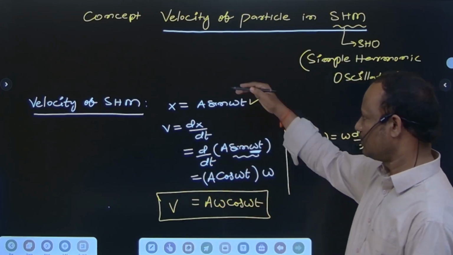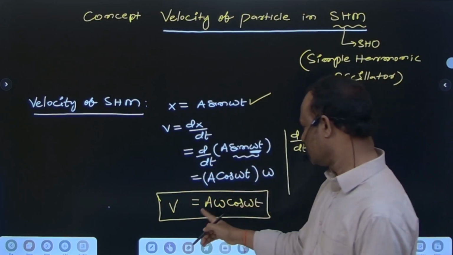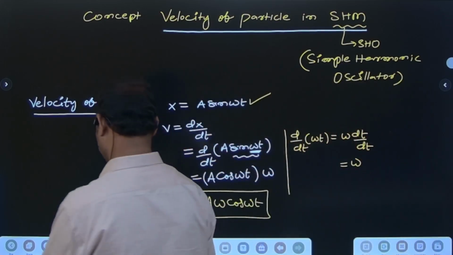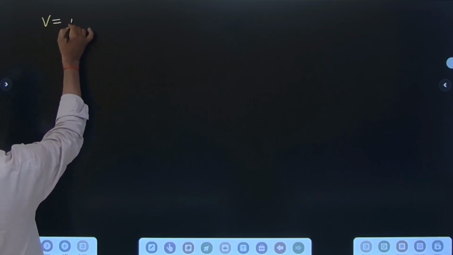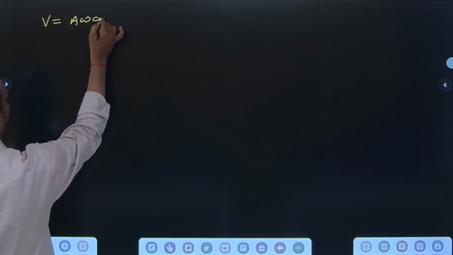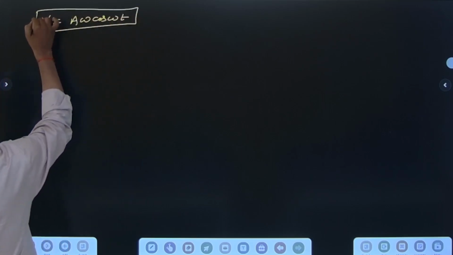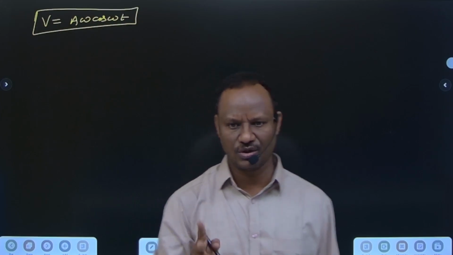Okay. So I'm doing all the cases with the mean position only. So V is equal to, what is the condition? A omega cos omega t. First one, velocity V is equal to A omega cos omega t. Yes, this is a time dependent function. So two cases we are going to discuss.